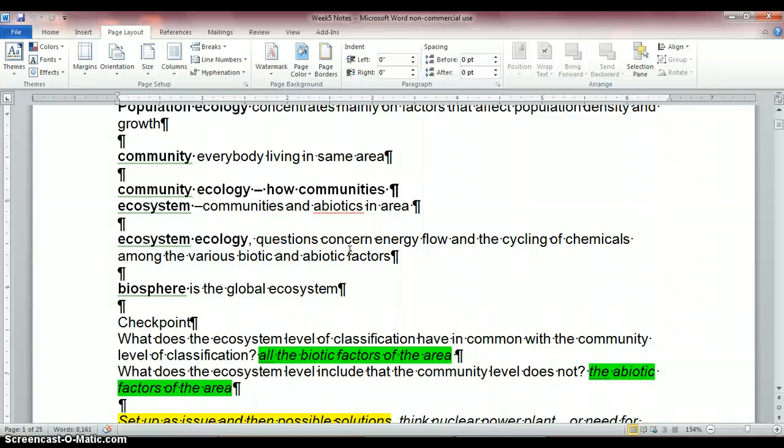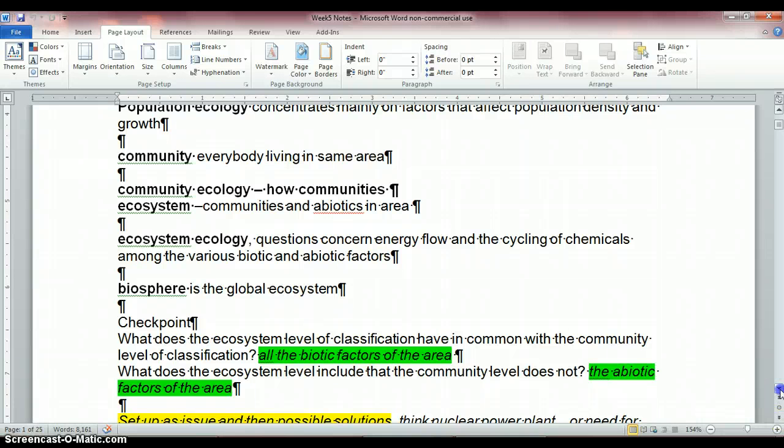How does oxygen move around? How does nitrogen move around? How does the energy that plants create get consumed by herbivores, and then by our consumers, and then by our top predators?